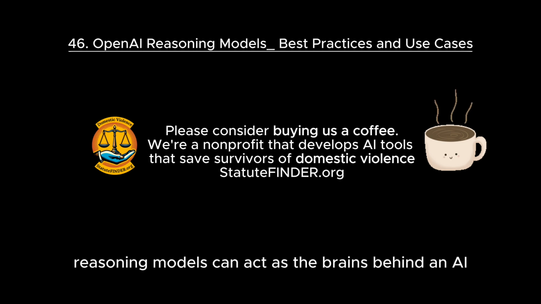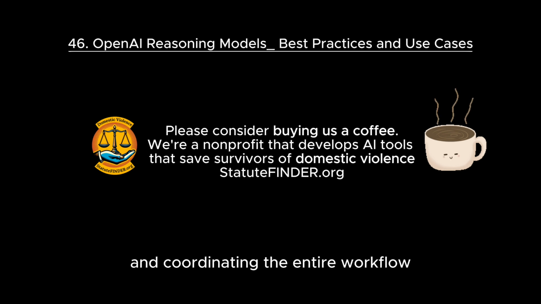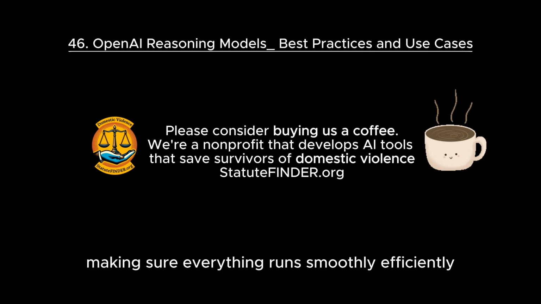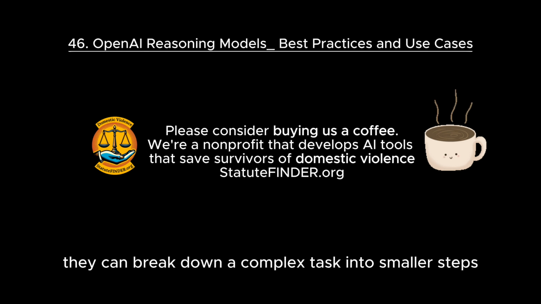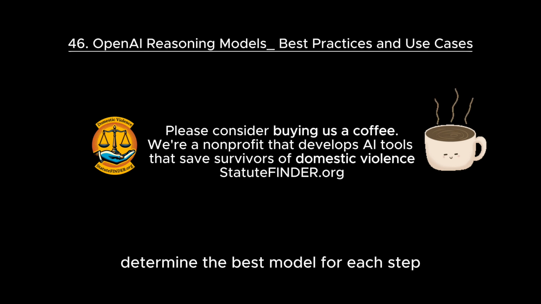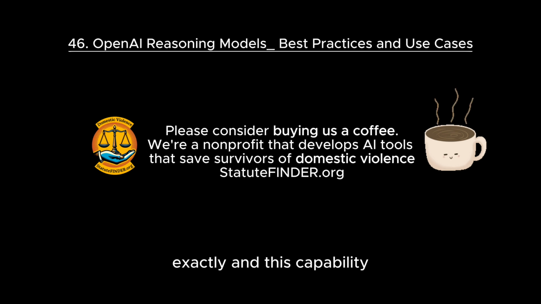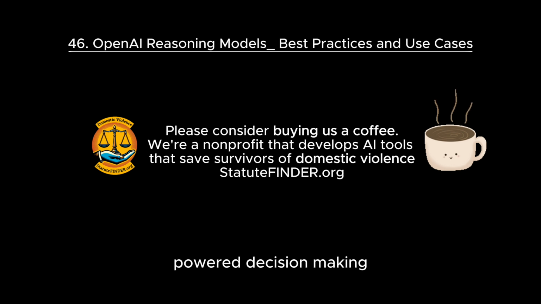Reasoning models can act as the brains behind an AI operation, delegating tasks to other models and coordinating the entire workflow. Wait, so they're like the project managers of the AI world, making sure everything runs smoothly and efficiently. That's a great analogy. They can break down a complex task into smaller steps, determine the best model for each step, and even adjust the plan on the fly based on the results of previous steps. So it's not just about analyzing data, it's about understanding how to use that data to achieve a specific goal. Exactly. And this capability opens up a whole new world of possibilities for automation and AI-powered decision-making.